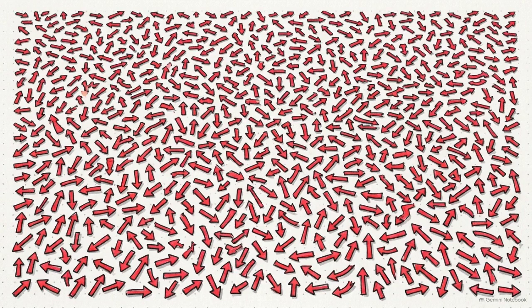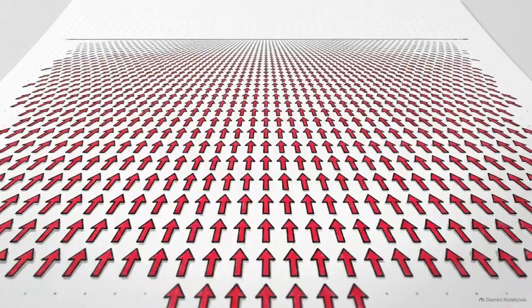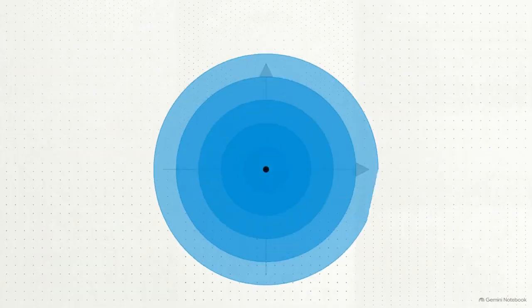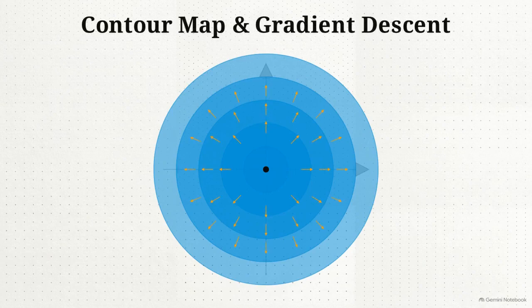Calculating millions of isolated slopes is only the first step. The algorithm still needs a way to combine all those individual adjustments into a unified direction for the entire system to move. This 2D contour map shows how all those partial derivatives come together to form the gradient vector. The gradient is a compilation of all those individual slopes, acting as a single arrow that points toward the steepest possible increase in the function.